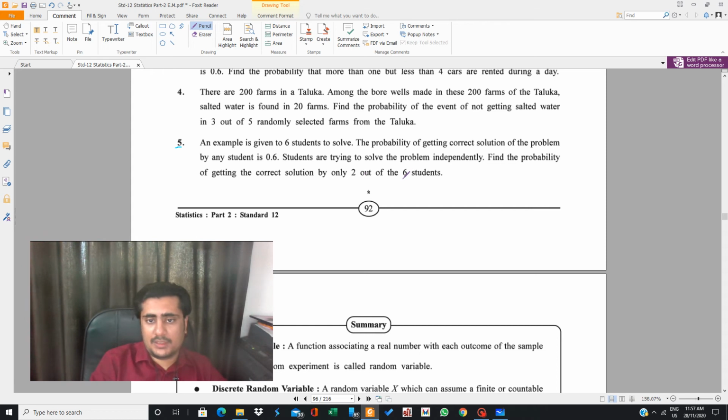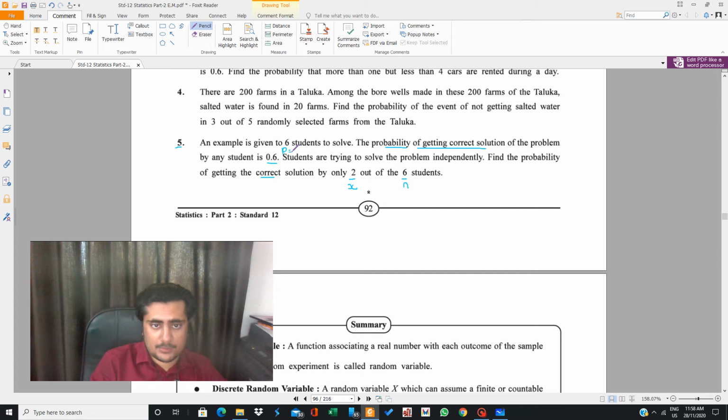So in total there are 6 students. You want 2 students to solve the problem correctly. Total there are 6 students, that means n is 6. You want 2 students to get the correct answer, that means your x is 2. What you want is the correct solution. The probability of a correct solution is 0.6. That means this 0.6 is P.